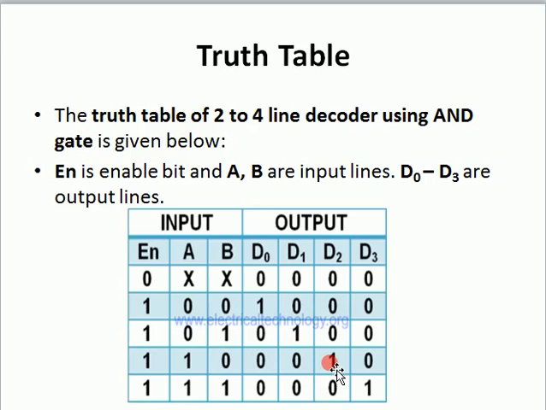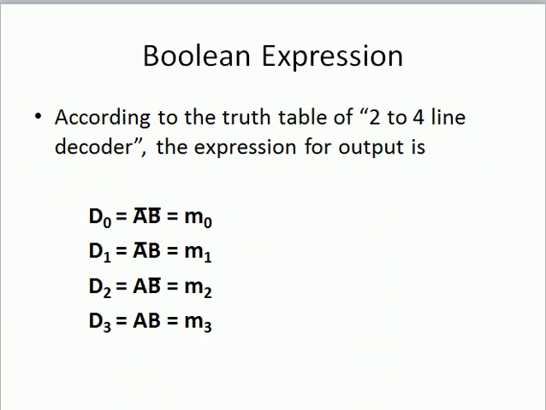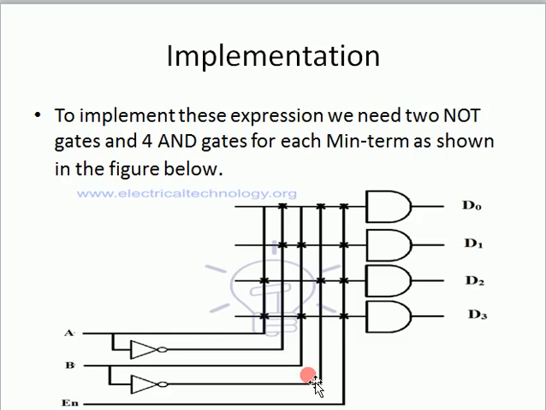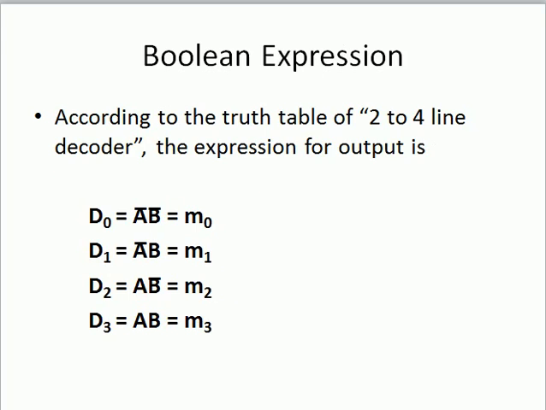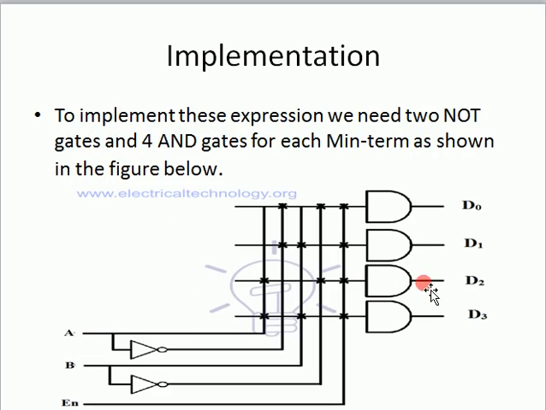D2 is AB complement, and D3 is AB. So that's why we have written this here. Now we implement this circuit by using 2 NOT gates and 4 AND gates, one for each minterm, as shown in the figure. Here you see A, B and 1 is the enable input. So the enable input must be high in every case. So by using this expression we get the implementation of that expression here.